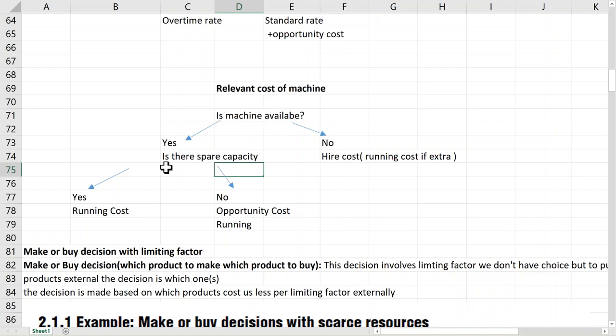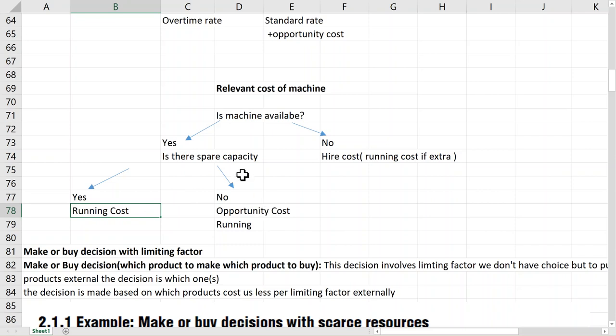Is the machine available? Yes. Is there spare capacity? Yes. Then only the running cost. If it is available, running machine will cost power, petrol. Whatever is the running cost would be relevant cost.